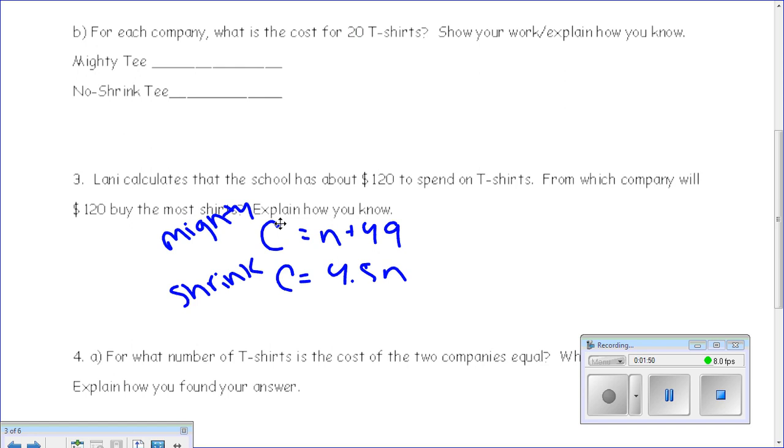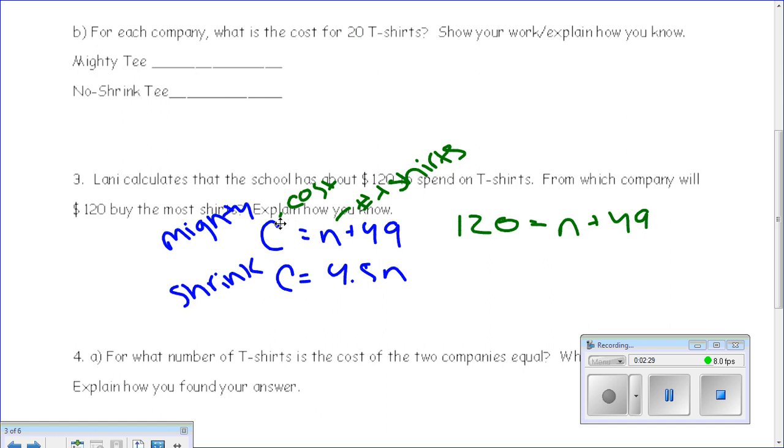I'm sorry, can you say that again? If this is our cost, and this is our number of t-shirts, where is it appropriate to put our $120? Minus 49, yeah, technically you're missing the original equation, but that's basically what we're doing here. We would plug in 120 for our total. So our C would be replaced by 120, since that's what they told us. And that's going to equal N plus 49, because that's the equation that we have.